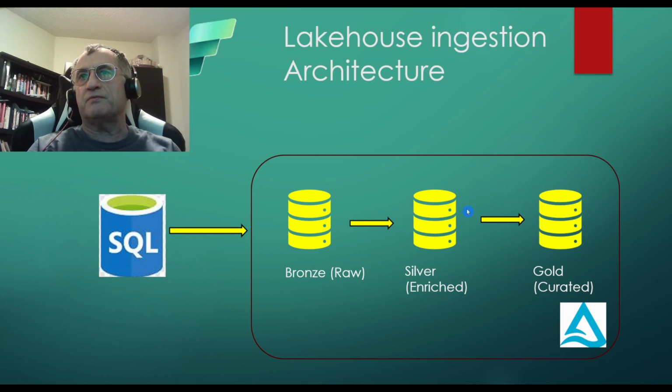And then we mentioned the silver zone, which contains your transformed and enriched data. And finally, we also mentioned the gold zone, where you have curated, clean data. Maybe you have dimensional models there. So that's the data that's ready for consumption.